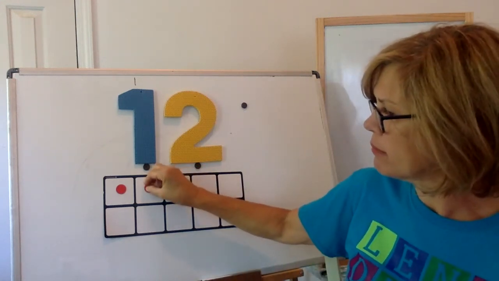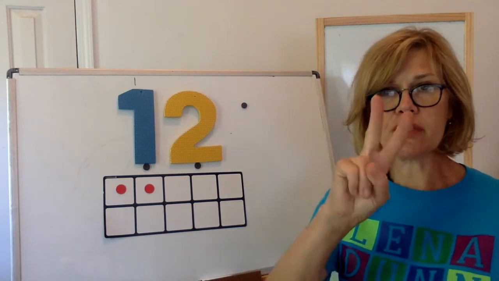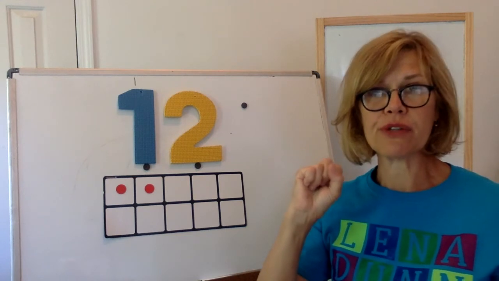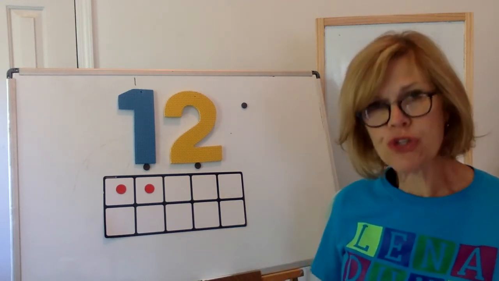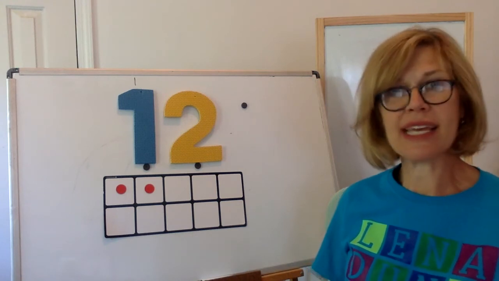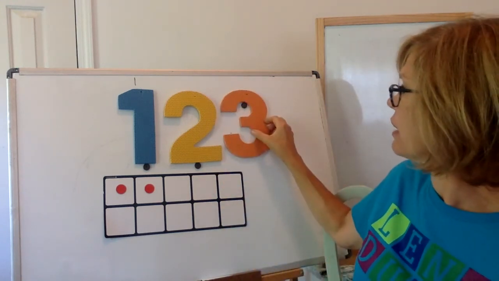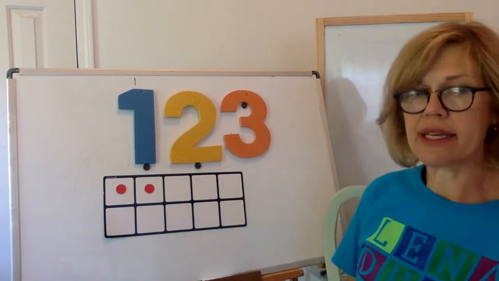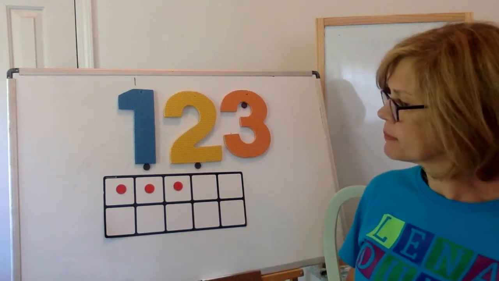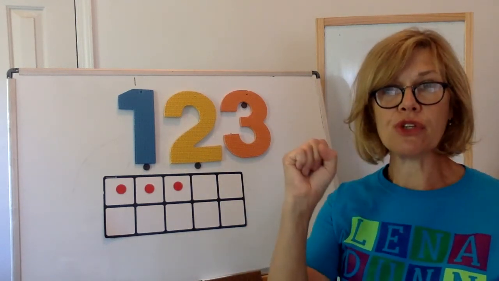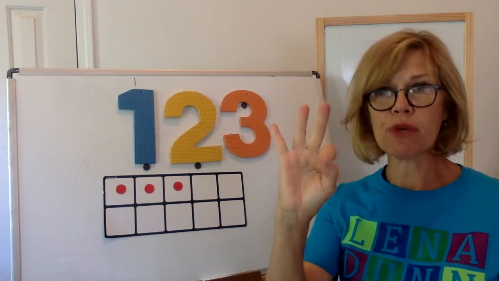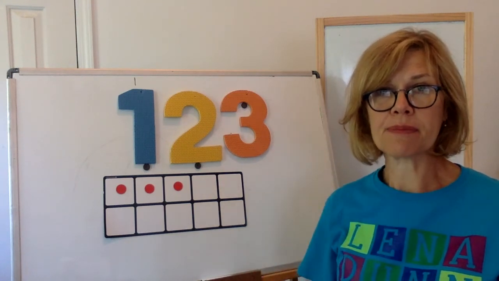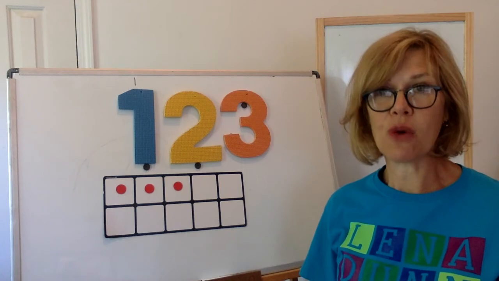Here's 2 on my 10 frame, 2 dots, and this is 2 fingers. Can you show me 2 fingers? Now hold up 2 different fingers. After 2, I'm going to teach you a new number this week, and I'm going to put up an orange 3. That's the number 3. 1, 2, 3. Here's 3 on the 10 frame. And if you hold up 3 fingers, you need all your fingers except 2. I'll hold up those 3. Can you hold up 3? 3. We'll work on the number 3 all week.